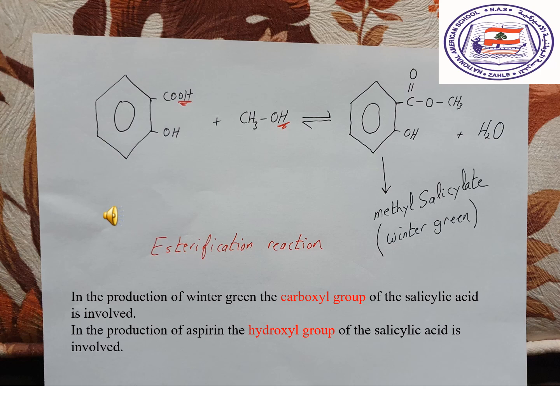Now, an important note also to pass along to you guys: in the production of wintergreen, the carboxyl group of the salicylic acid is involved in the reaction, while in the production of aspirin, the hydroxyl group of the salicylic acid is involved.